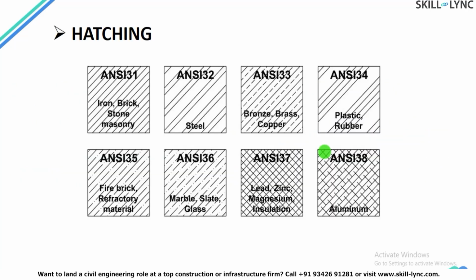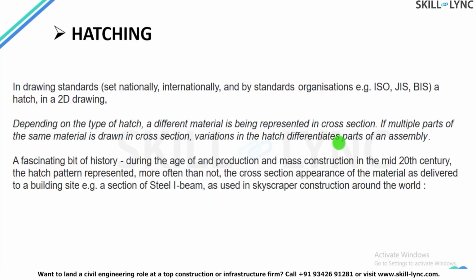So you look into this particular diagram, so I kept it there. This is the ANSI standard, that is American National Standards Institute. ANSI 31 says that if there is a section pattern given like the slanted one, it represents iron, brick, stone or masonry. Similarly, ANSI 32 has a different pattern for steel. For cross sections, normally if you provide a hatch pattern, it will show the material condition of that particular cross section. Similarly, hatches are not only for the section, but for the appearance also.